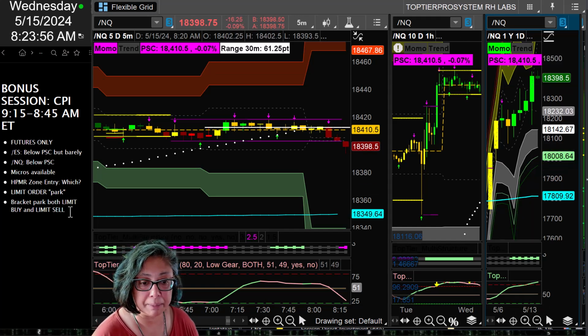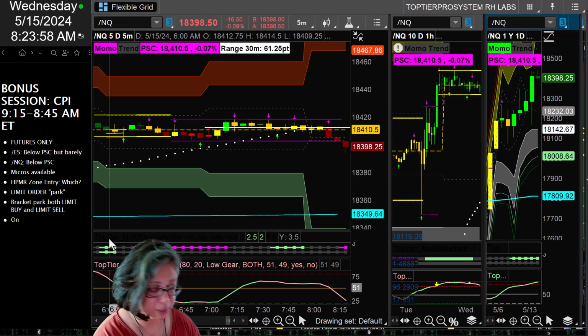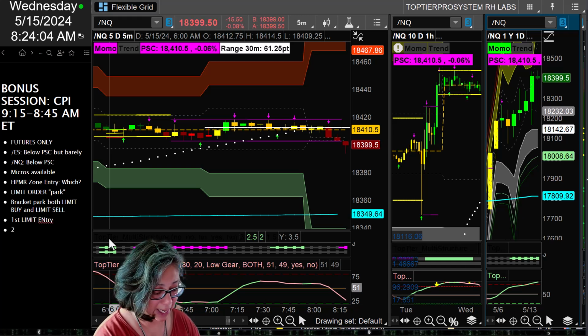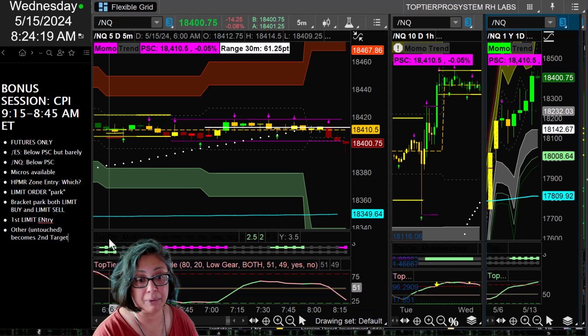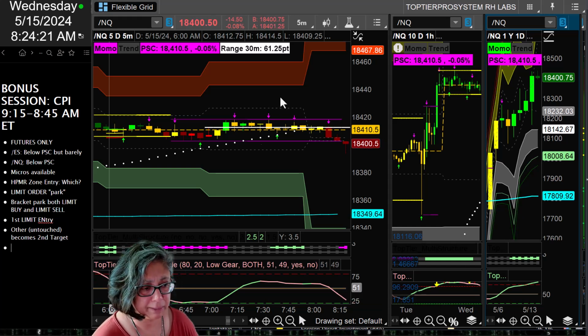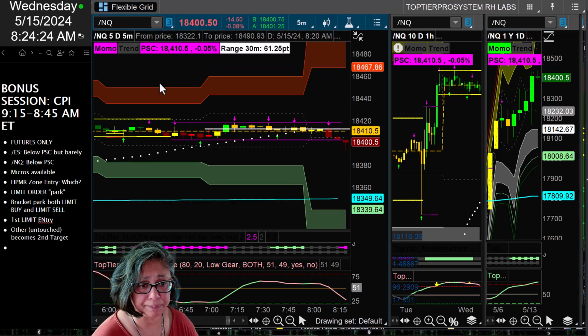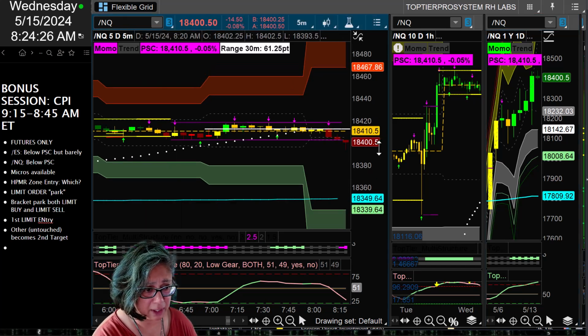All right, so I'm going to have to bracket this. Whichever gets hit first, the first limit order to get hit is my entry. The second we can leave out there, and the other limit order, untouched, becomes a second target, second scale out, second profit target. Now, what about the first? All right, let's get the numbers crunched here. Let's go on back to this zone here.